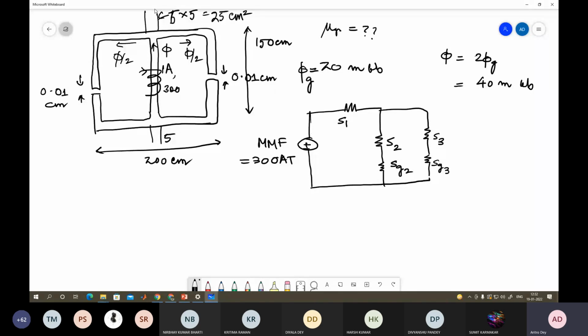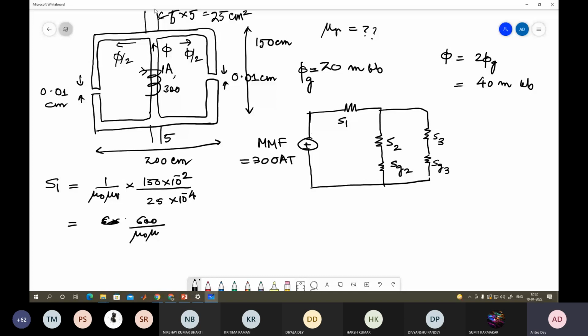S1 is equal to, for the central one, it is 150. So 1 by mu 0 mu r into 150 into 10 to the power minus 2, divided by the cross section area, which is 25 into 10 to the power minus 4. Okay, so that is your S1, and we can write it as 600 divided by mu 0 mu r, right?